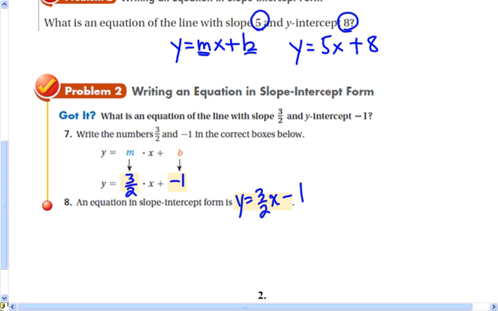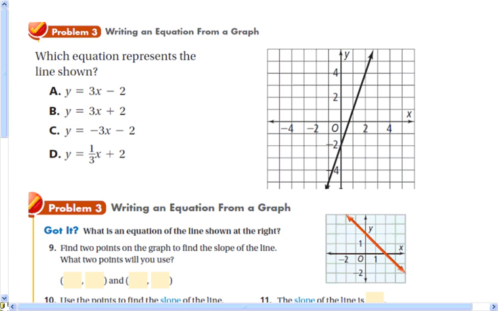All right, check your answer. Problem 3, writing an equation from a graph. We can use what we know about the graph and the equation to help us write this. We know that this m is the slope when it's graphed, and this b is the y-intercept when it's graphed. So if we look closely at this graph, look for where it crosses the y-axis, which is this axis here. We see it crosses it at -2. Well, that's your b.